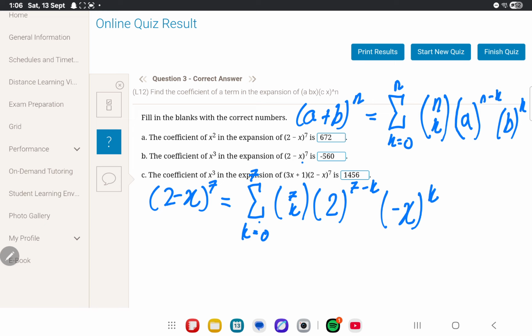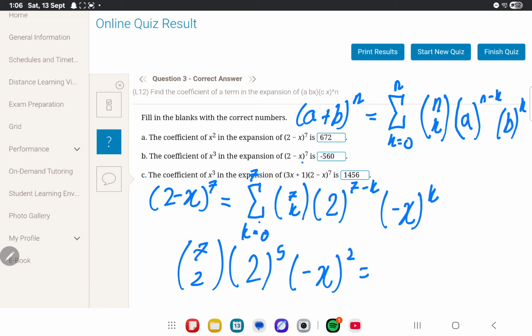Now, we want the coefficient of x squared, so k is going to be 2. So 7 C 2 multiplied by 2 to the power of 7 minus 2, which is 5, times negative x to the power of 2. This gives me, on a calculator, 7 C 2 times 2 to the power of 5, which is 32, is 672, into negative x squared.